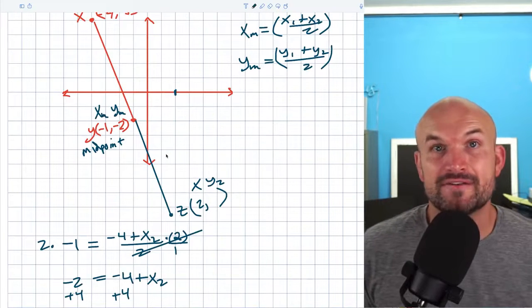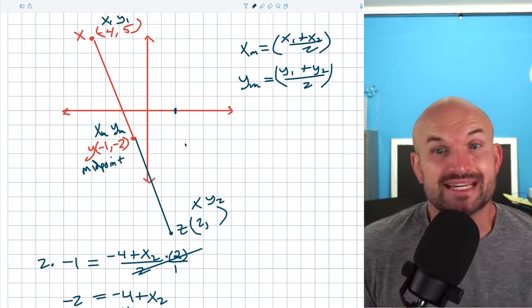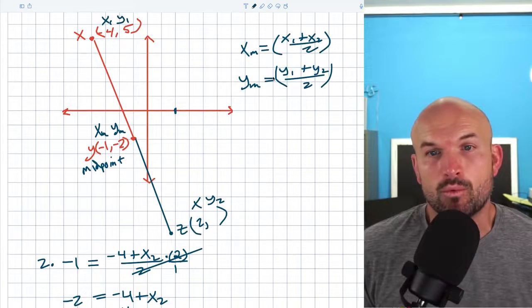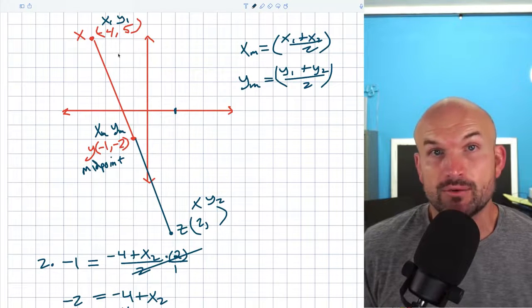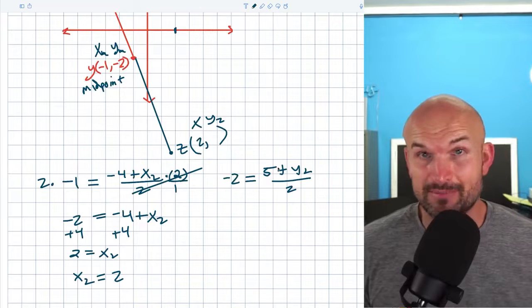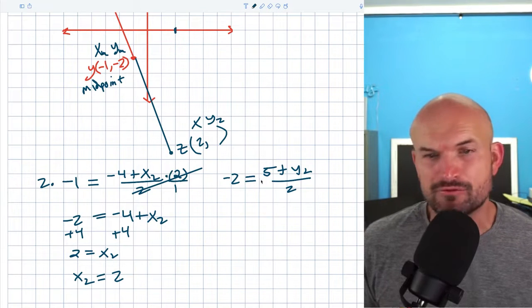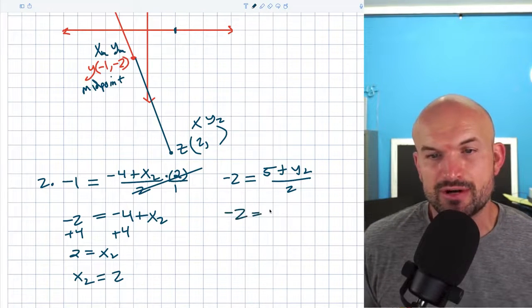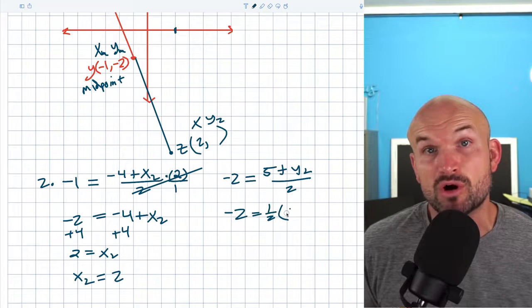So now let's figure out what about the y. I'm going to do the exact same thing. I'm going to replace a ym with a -2 and a y1 with a 5. Now, another way you can think about this, if multiplying by 2 is confusing for you, is to rewrite this. Dividing by 2 is the same thing as multiplying by 1/2.